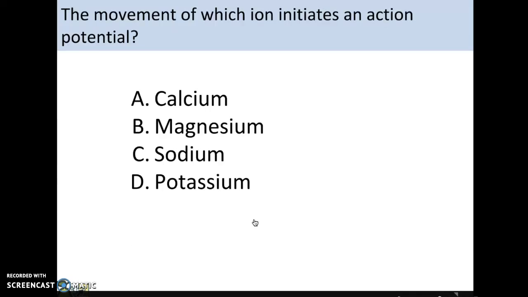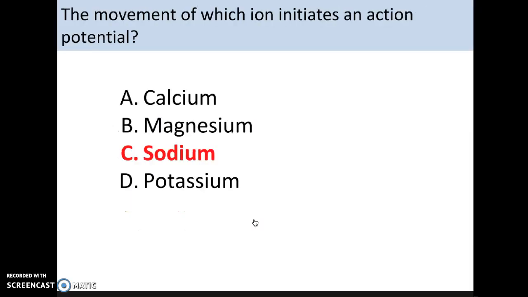The movement of which ion initiates an action potential? Is it calcium, magnesium, sodium, or potassium? The correct answer was sodium. The movement of sodium initiates the action potential. Having those sodium gated channels open and have sodium flooding in, this starts the whole process of action potential.